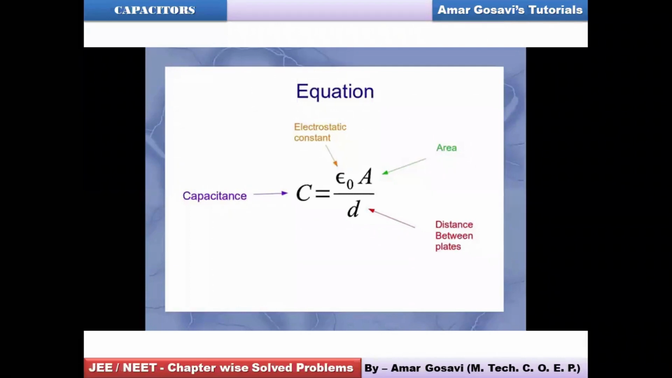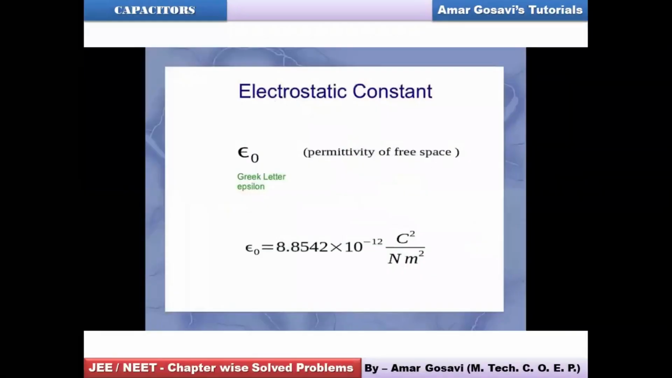So from this, you can come to a conclusion how to increase the capacitance. Obviously, by increasing dielectric, by increasing area of the plates, and by decreasing the distance. And if you want to decrease it, vice versa. Hopefully, you have noted this down, friends. Let's move ahead then. Here epsilon naught stands for permittivity of free space, and this is the value for it: 8.8542 into 10 raised to minus 12 Coulomb square per Newton meter square.